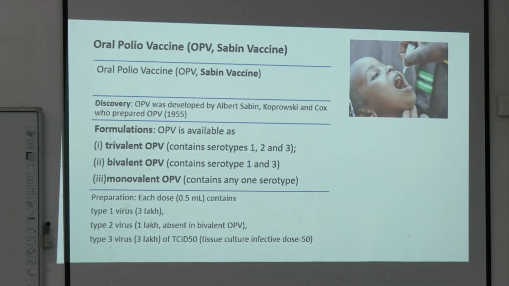অমিতাভ বচ্চন অ্যাডভার্টাইজ করতো, দো বুন জিন্দেগি কি, শুনেছ তো, প্রচুর শুনেছ। Yes. তো ওরাল পোলিও ভ্যাকসিনের মধ্যে কিছু প্রবলেম ছিল। কি প্রবলেম ছিল?